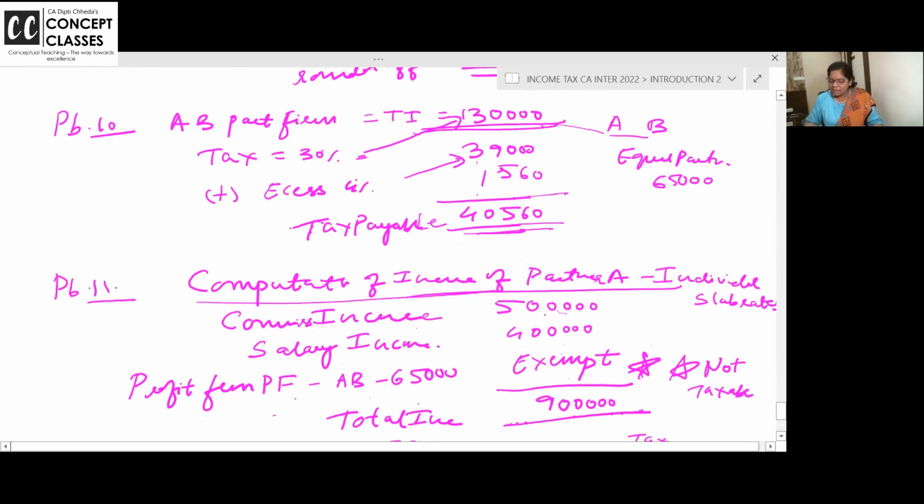Income is divided in the partners and tax is paid by the partners as their drawings on the debit side. Share of the firm tax. How much tax has the firm paid? 40,560 divided by 2. So 20,280 will be treated as drawings of the partner separately. And profit will be credited to them separately. Have I answered? Is your doubt clear?